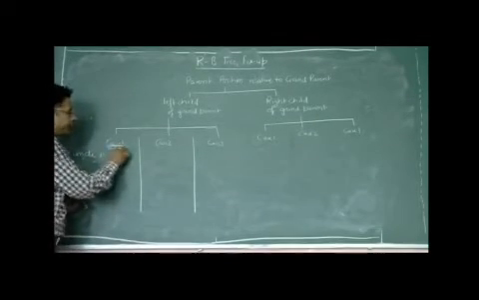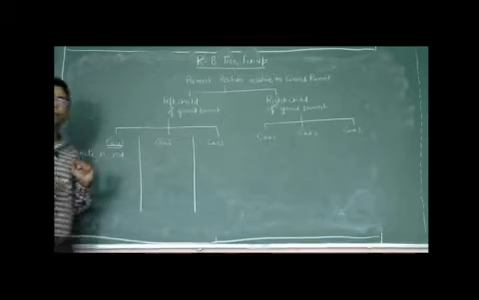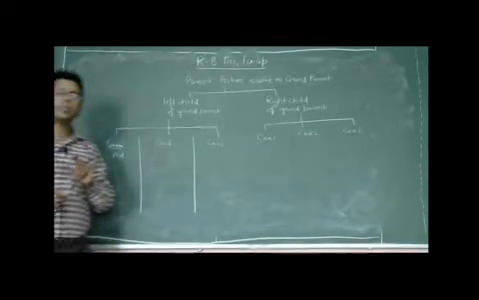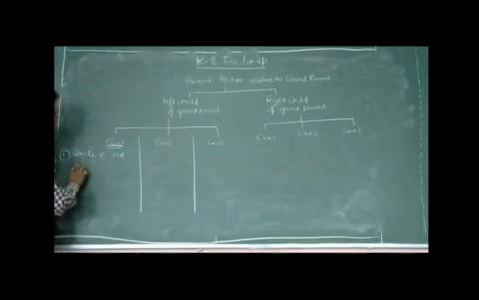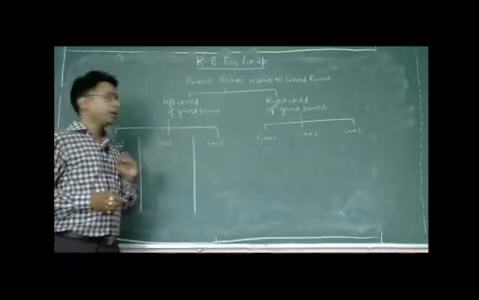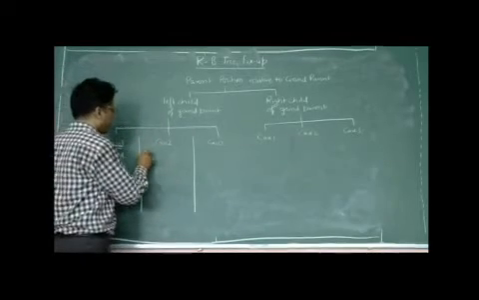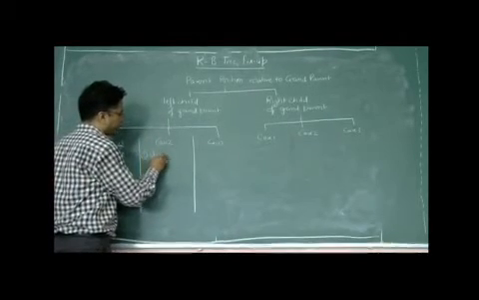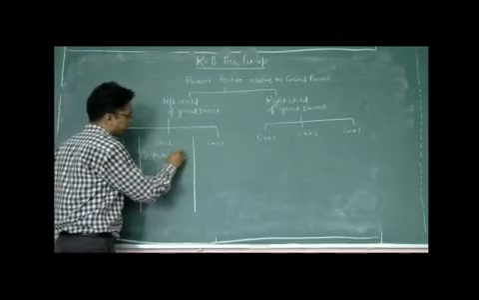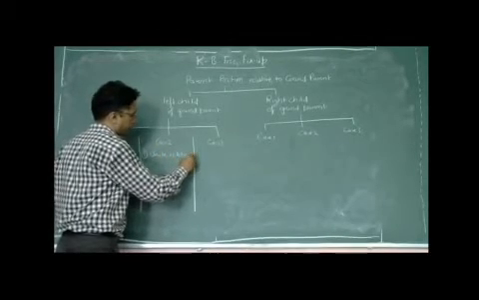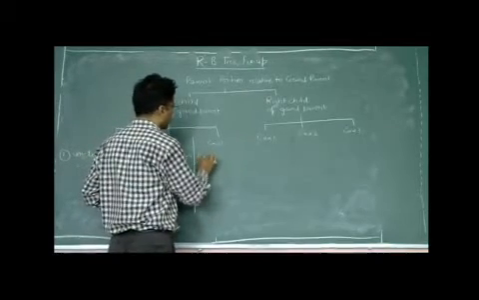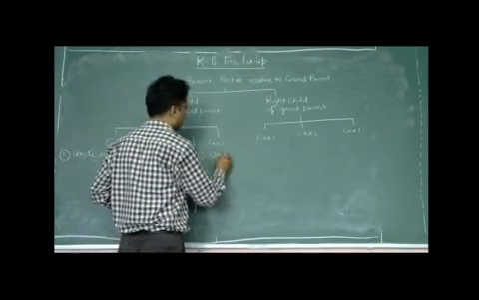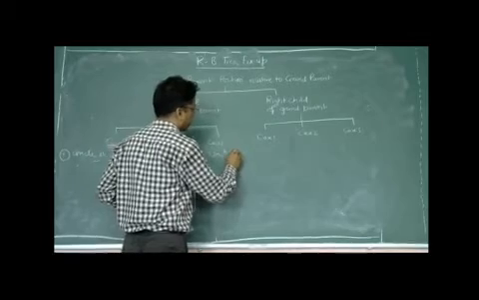Case 1 is applied when the uncle of the newly inserted node Z is red. In case 2 and case 3, the uncle is black.